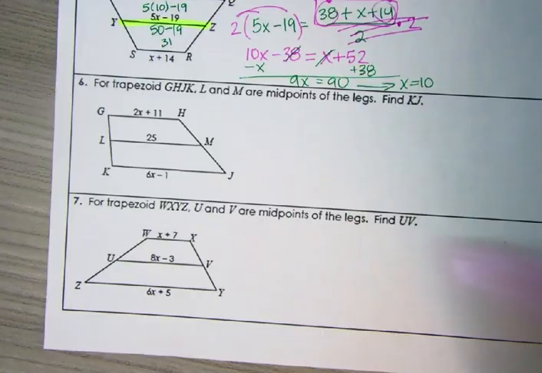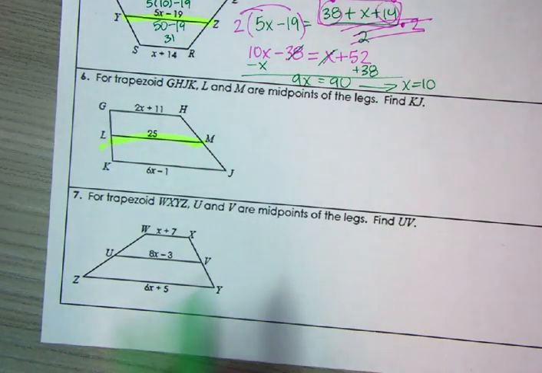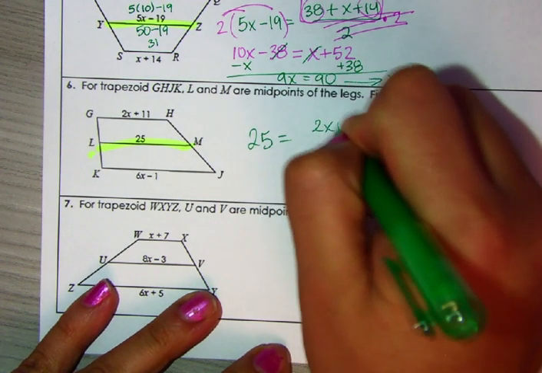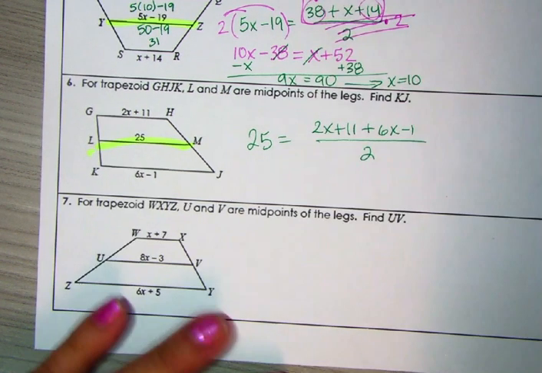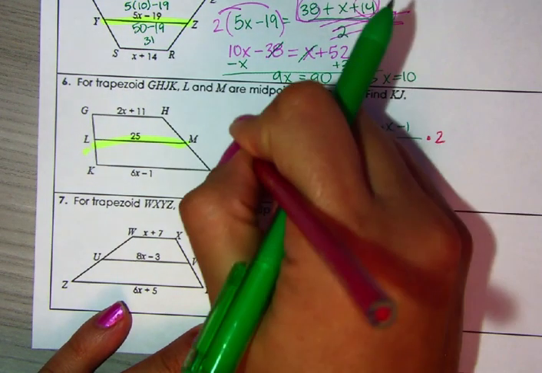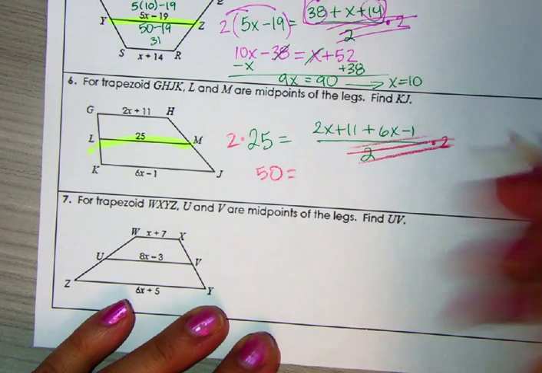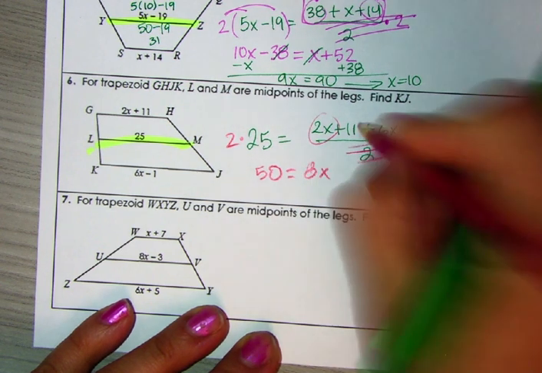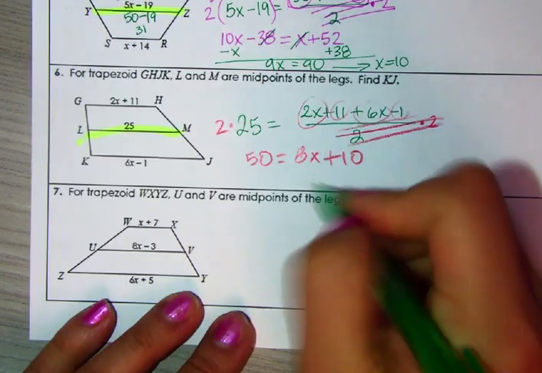All right, these next 2 problems, same thing. And you have the mid-segment, and then you have the 2 bases. So 25 equals 2x plus 11 plus 6x minus 1, divided by 2. And then you multiply times 2. So you have 50 equals, this is gone, combine like terms. So 2 plus 6 is 8x. 11 minus 1 is 10. And then you subtract 10.